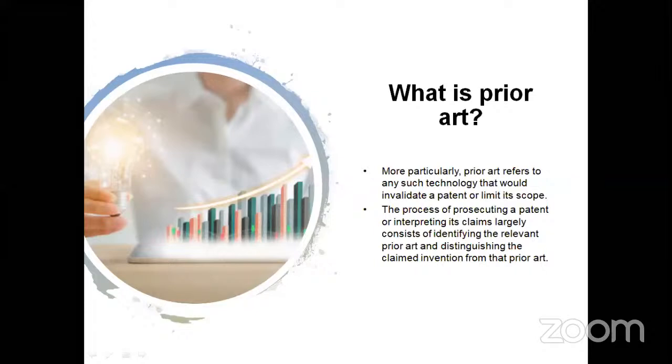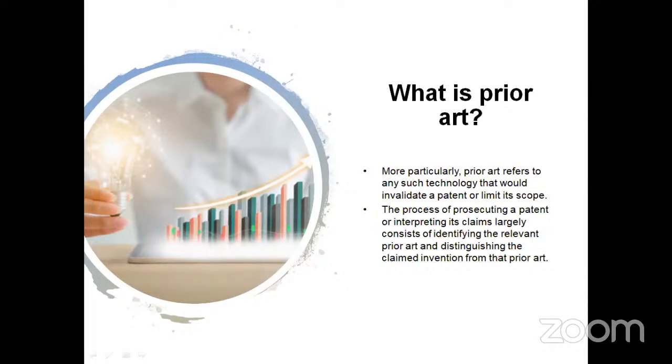See, if you don't do this search and file a patent, the examiner will find out through patent search, because he has access to all databases in the world. Once it is shown by the examiner that your invention is already there, you can't get a patent. The process of prosecuting a patent or interpreting the claims largely consists of identifying the relevant prior art and distinguishing the claimed invention from the prior art.